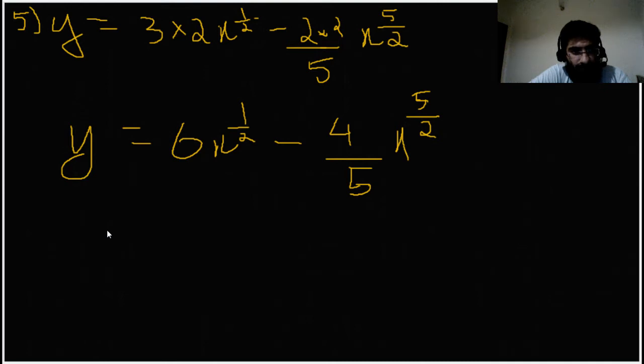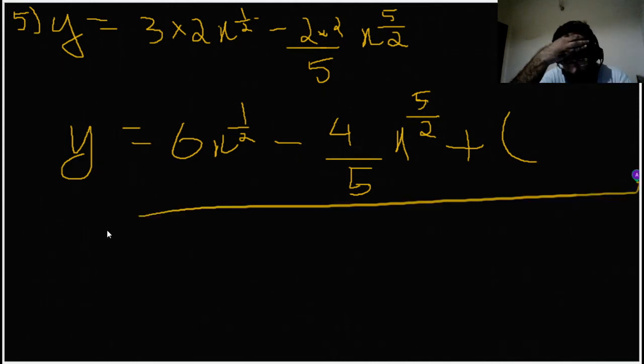This is y, right? 6x raised to the power half minus 4 by 5. Is it 4 by 5? It's 4 by 5 x raised to the power 5 by 2 plus c. Yeah. And so now I just have to put in the values 10 and 4 and I'll get c, and then I'll put that in this.